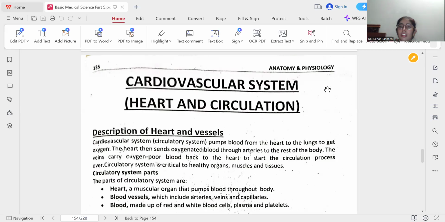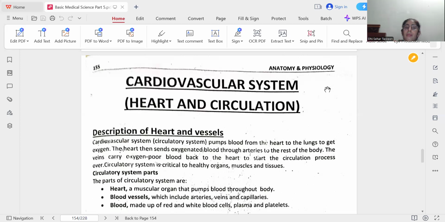है लेक्चर 27 आज कार्डियोवास्कुलर सिस्टम हार्ट और उसकी सर्कुलेशन पे description of the heart and vessels. Cardiovascular system: the circulatory system pumps blood from the heart to the lungs to get oxygen. The heart then sends oxygenated blood through arteries to the rest of the body. The veins carry oxygen-poor blood back to the heart to start the circulation process. Our circulatory system is critical to healthy organs, muscles, and tissues.